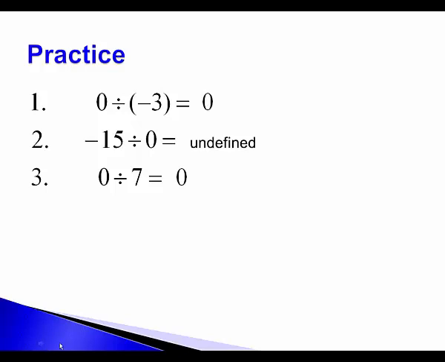0 divided by a negative 3 is equal to 0. When we have 0 in the denominator, negative 15 divided by 0 is undefined. And for number 3, 0 divided by 7 is equal to 0.